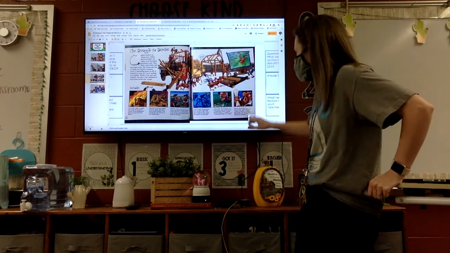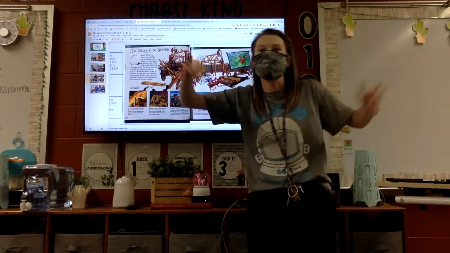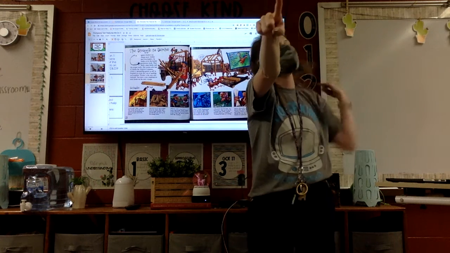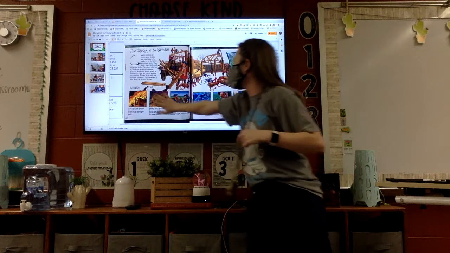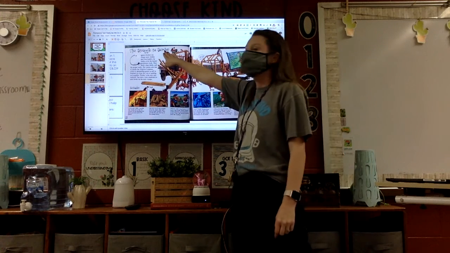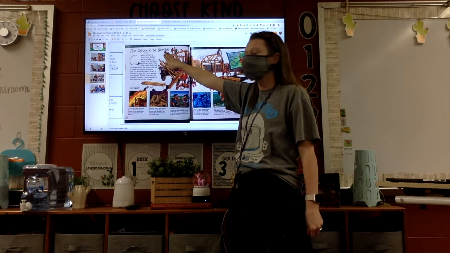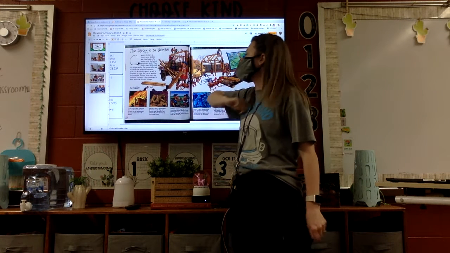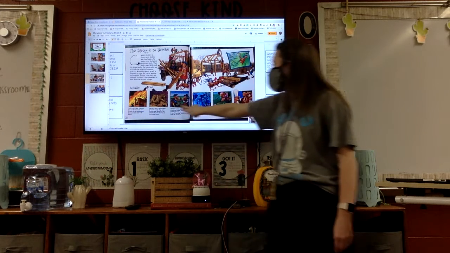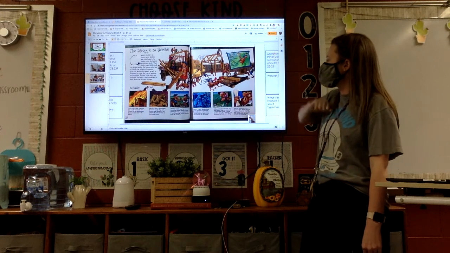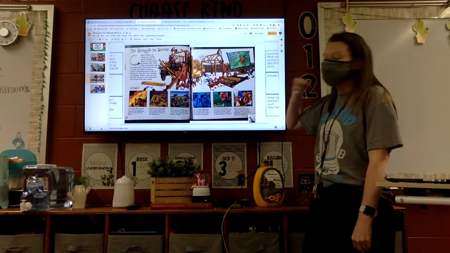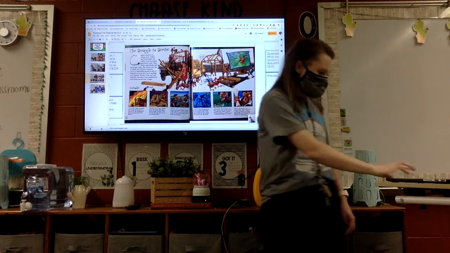Here we go. I'm a good reader. So what have I done because I'm a good reader? I have read everything here. I've read the title. What is the title? Shout it. The struggle to survive. I've read this paragraph. I've read this heading. I've read every caption. I've read my fact box. I've looked at my illustration. Okay. Question.